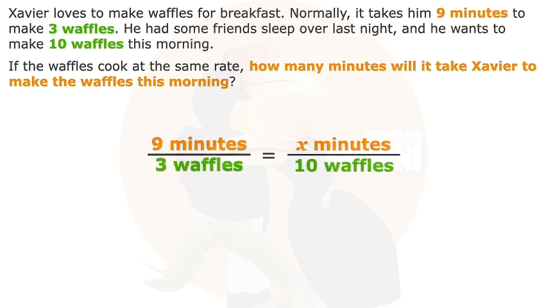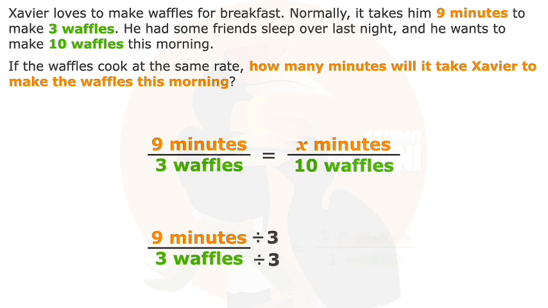Look at these ratios. Getting from one ratio to the other looks tricky. There's no whole number that we can multiply or divide that will help us find x easily. However, we can find another equivalent ratio that is easier to work with. We can simplify the ratio of 9 minutes over 3 waffles to its unit rate. The unit rate will tell us how long it takes Xavier to make 1 waffle, so the denominator will be 1. To find the unit rate, let's divide the numerator and denominator by 3.